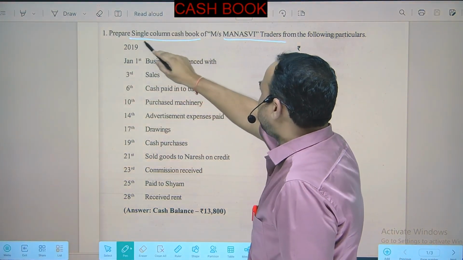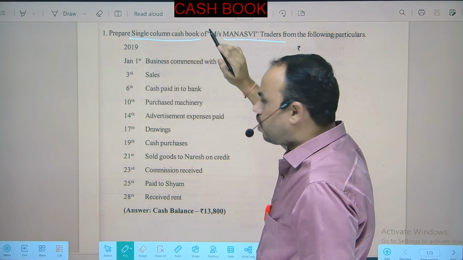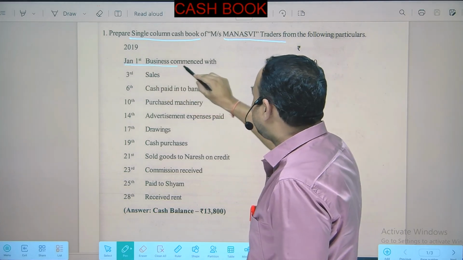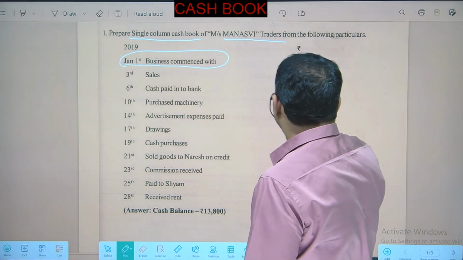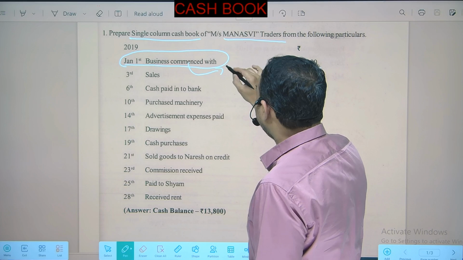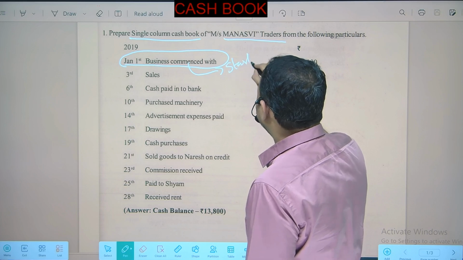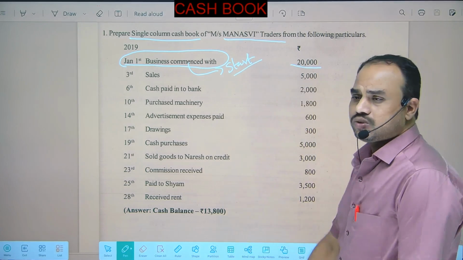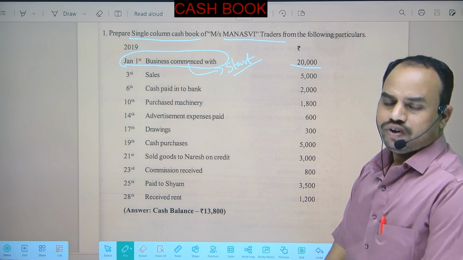See, prepare single column cash book of Manasvi Traders from the following particulars. January 1st, business commenced with 20,000. What is the meaning of the word commenced? Commenced means start. So business started with the cash of 20,000.